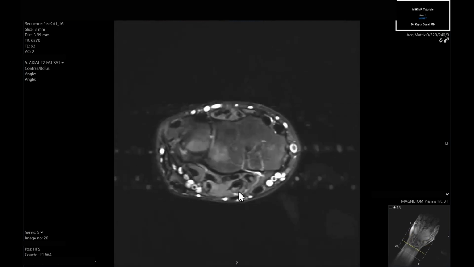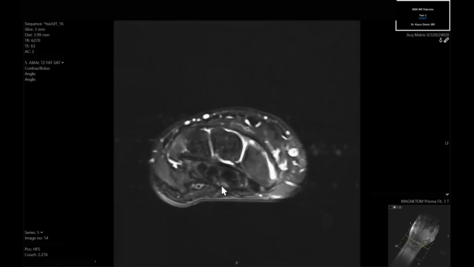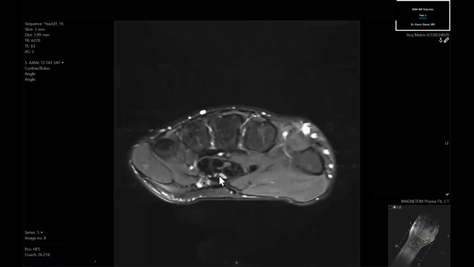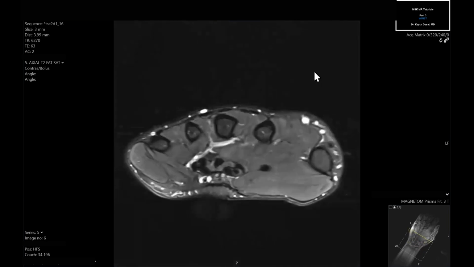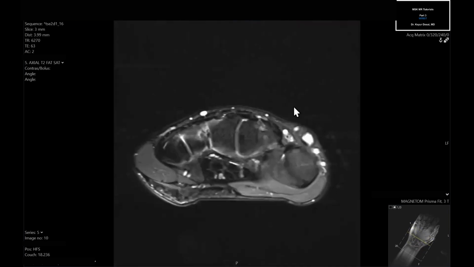We talked about the signal alteration for the median nerve. This really doesn't have a lot of signal alteration. It's not overtly thickened, and there's no overt bowing of that flexor retinaculum, so that all looks okay.